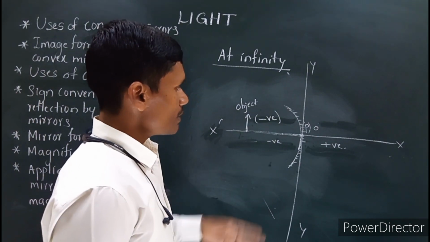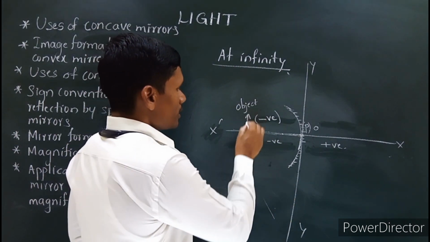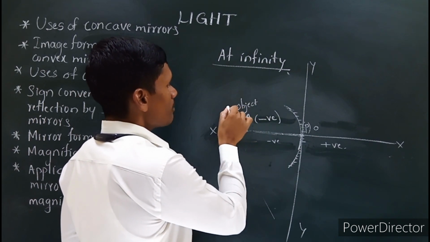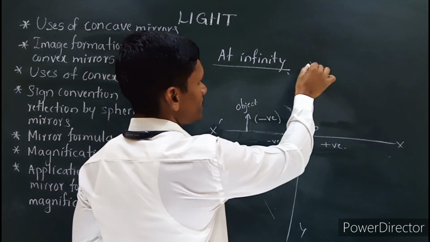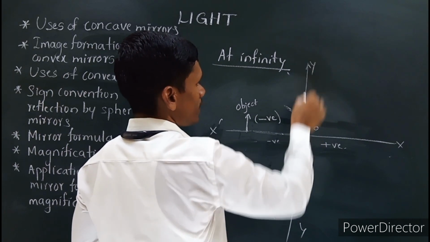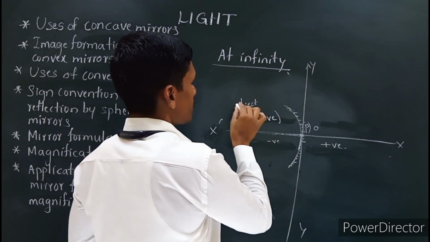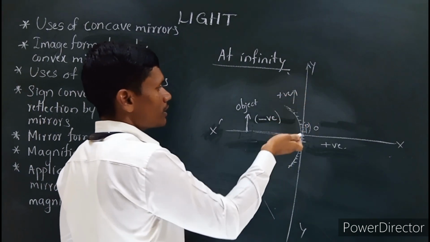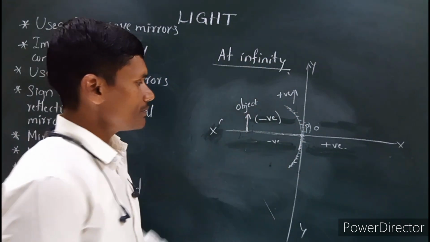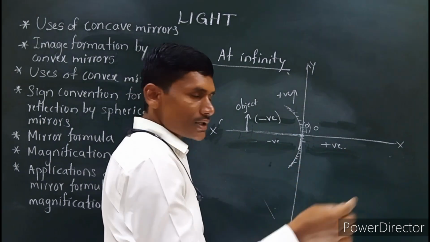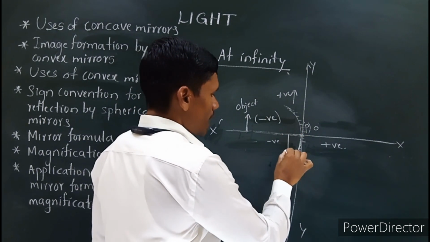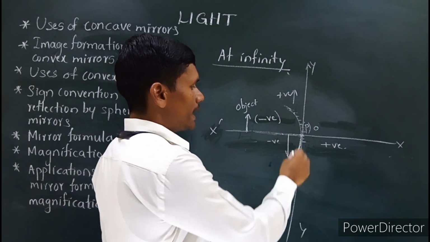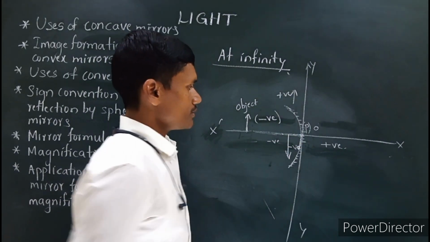Next, the distances measured perpendicular and above the principal axis are taken as positive values, because if this is the y axis, it will have positive values upwards, right? So they are always considered positive if measured perpendicular and above the principal axis. If the distances are measured perpendicular and below the principal axis, they will be taken as negative values.